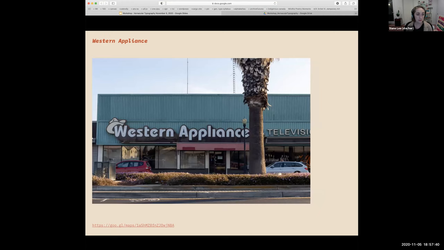I thought it was also worth mentioning another sign that's maybe less loved, but I think it's pretty charming. On the front of the building of Western Appliance, they have this more recent addition that puts a nice cowboy hat on top of the W, one of my favorite signs in the neighborhood.